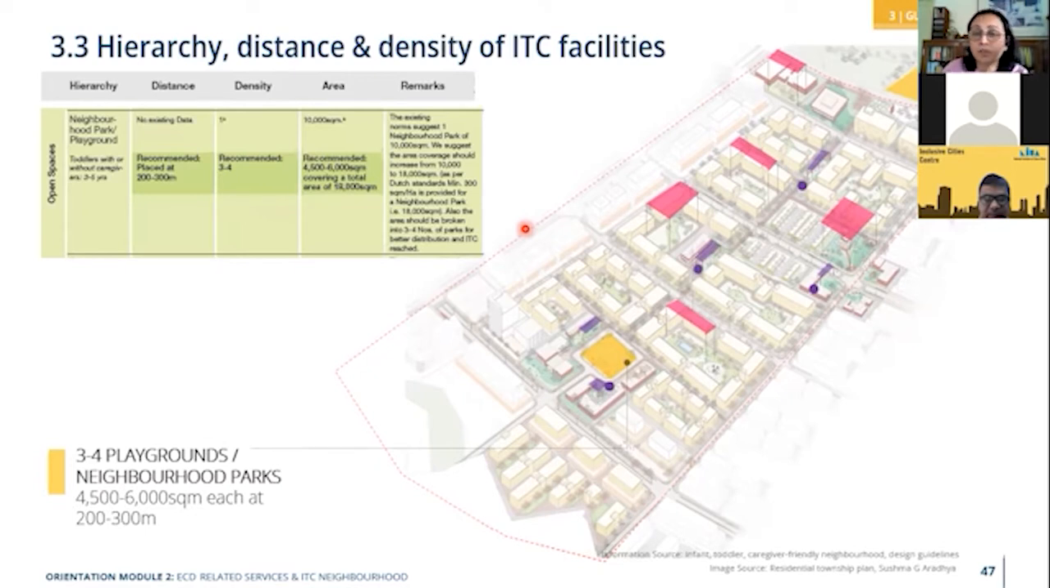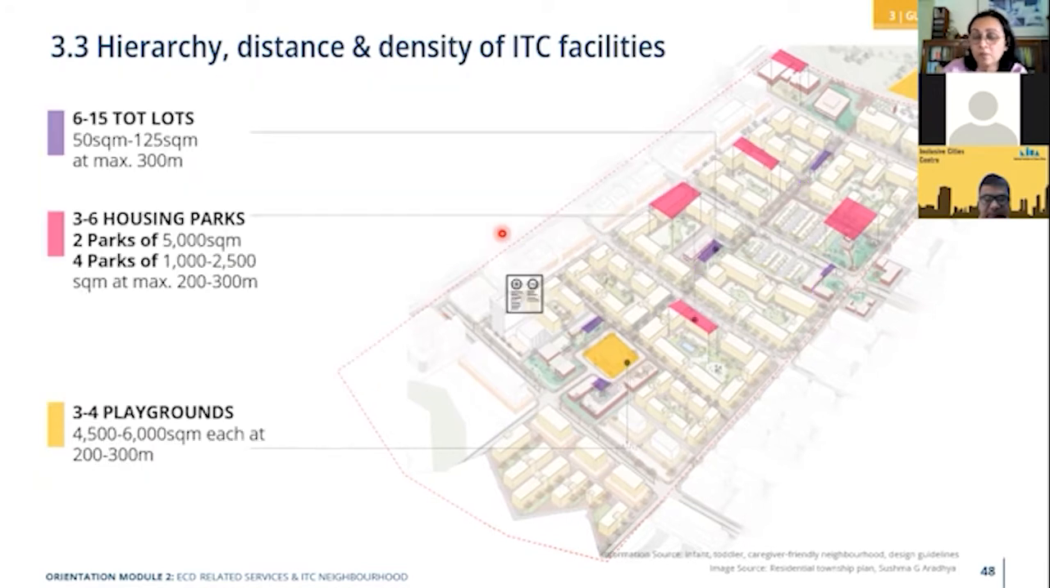The third type is a larger playground, and these could be 4,000 to 6,000 square meters in size, also occurring at a very short distance from where the child lives or where an ITC unit is going to navigate. And there could be again 3 to 4 such playgrounds where active play of sports or such is possible. So these are the recommended guidelines for how often the different scales of parks and open spaces should be there.